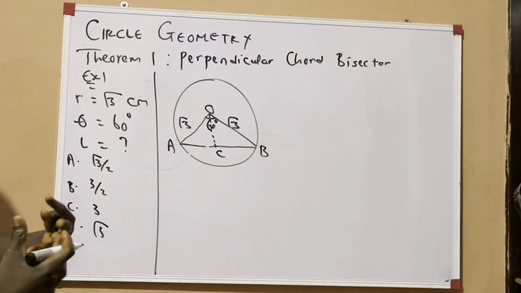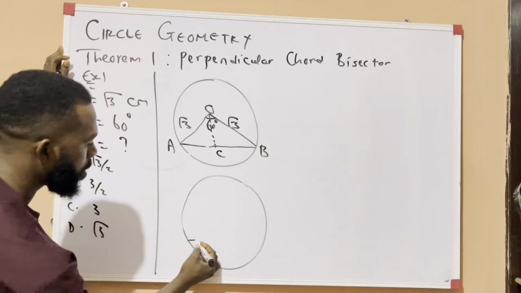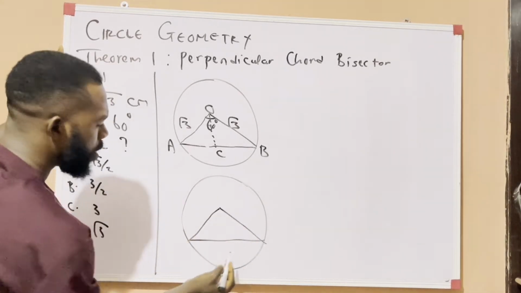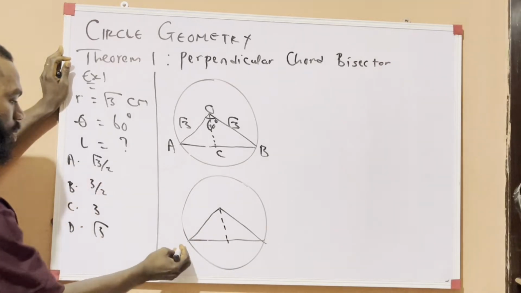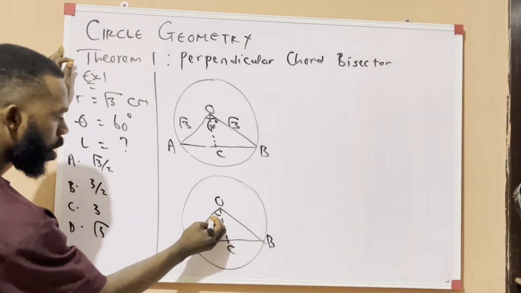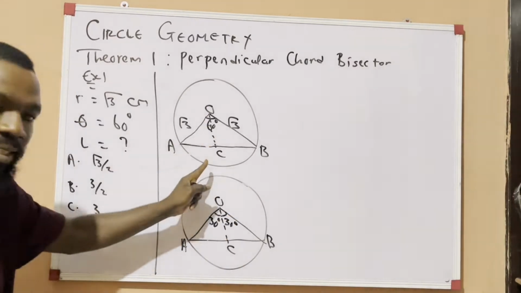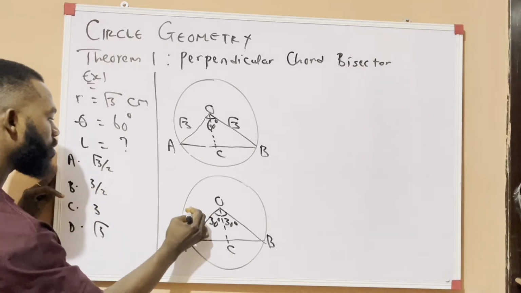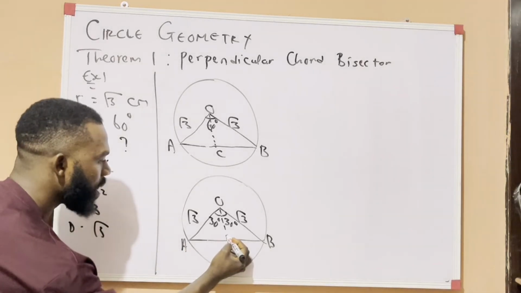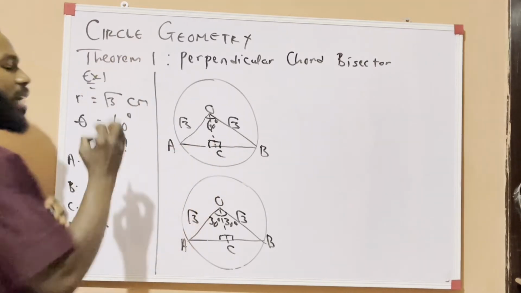If I draw another diagram so it makes more sense, we're going to have something like this. Center, radius, the bisector, A, O, B, C. Now here becomes 30 degrees, and here becomes 30 degrees, because I bisected. Here the radius remains √3, and also here remains √3. Don't forget that this is angle 90, and this is also angle 90. So we also have it here, angle 90 and angle 90.